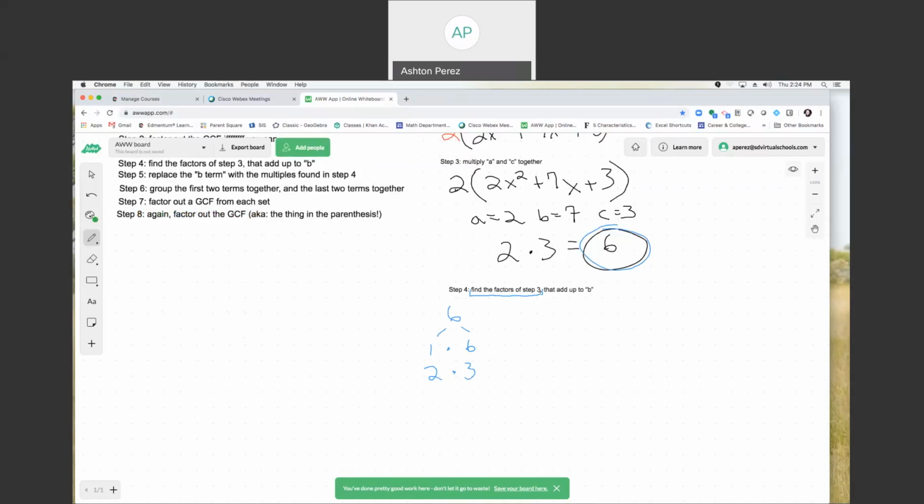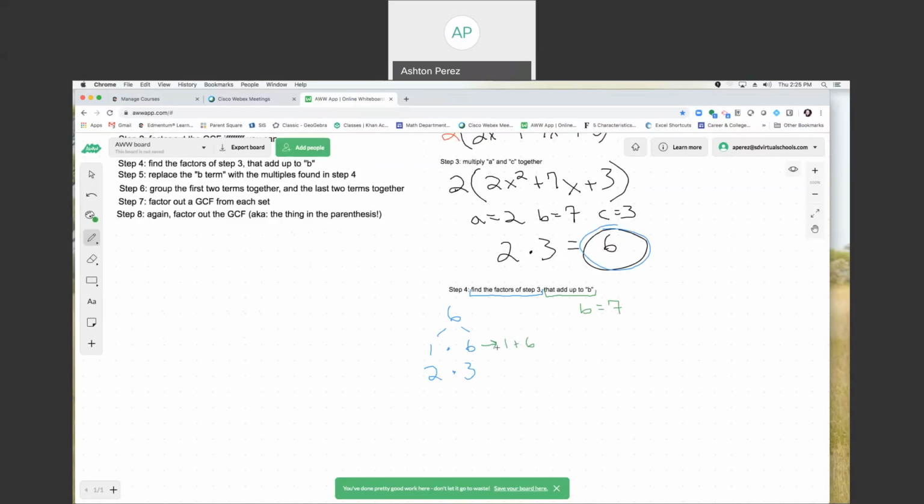So if we found the factors of step 3, now the second part of this is that add up to B. Find the factors of step 3 that add up to B. What does that mean? Well, B equals 7. So we have to find the factors that add up to 7. And this is pretty easy if we just kind of look at it. We could manipulate these positive and negatives to get what we need, but in this case, we don't need to. It's pretty easy. If we added 1 plus 6, right?